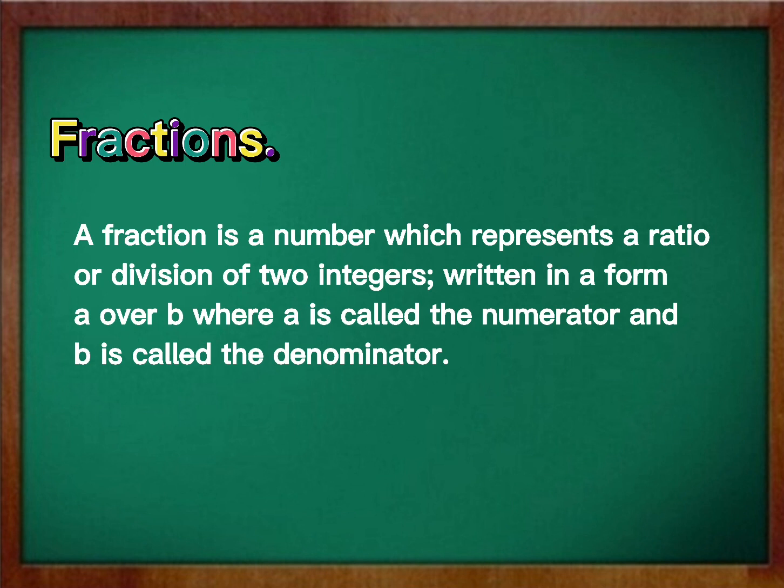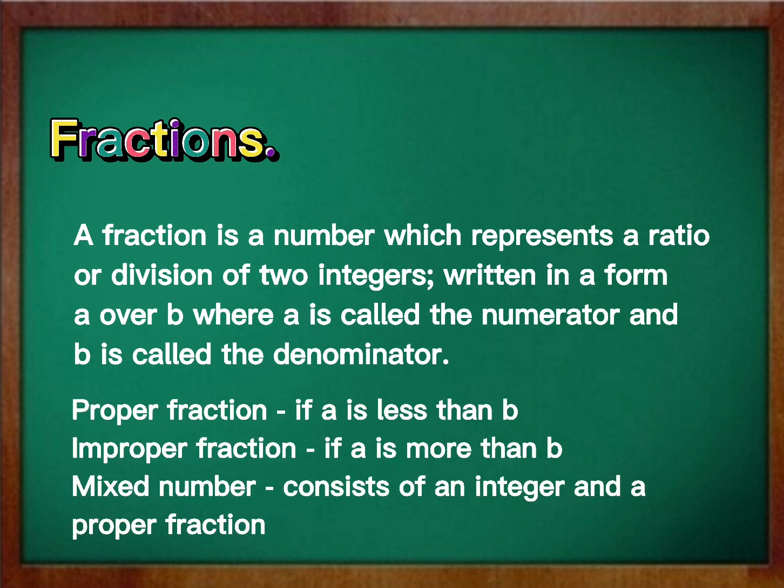Fractions. A fraction is a number which represents a ratio or division of two integers, written in the form a over b, where a is called the numerator and b is called the denominator. If a is less than b, the fraction is called a proper fraction. If a is greater than or equal to b, the fraction is called an improper fraction. A mixed number consists of an integer followed by a proper fraction. 3/4 is a proper fraction, 4/3 is an improper fraction, and 1 1/3 is a mixed number.